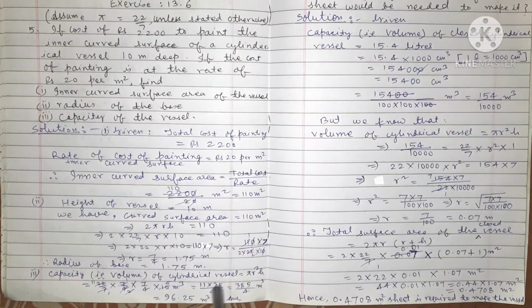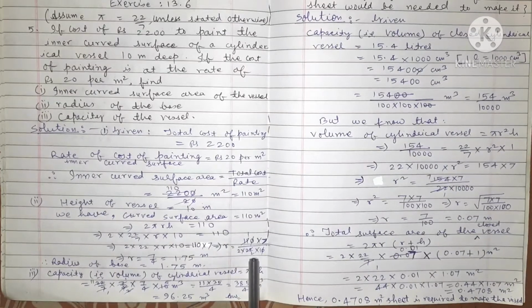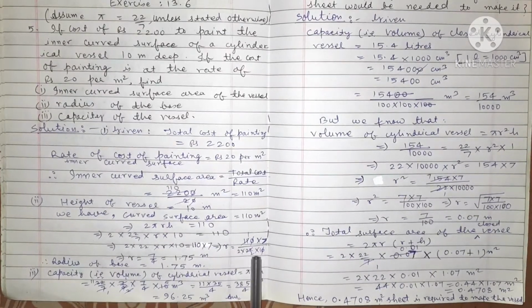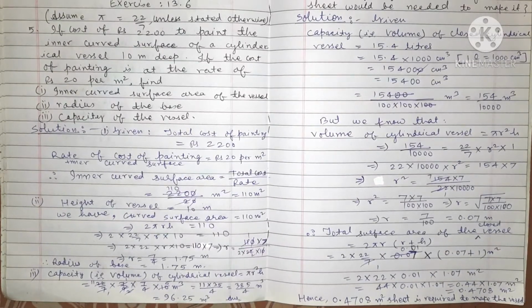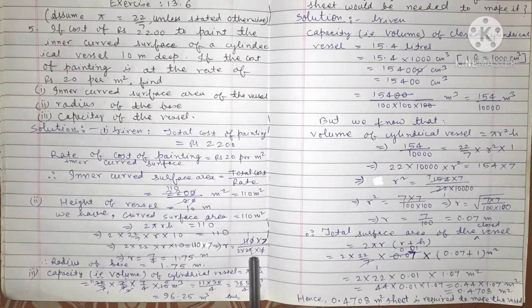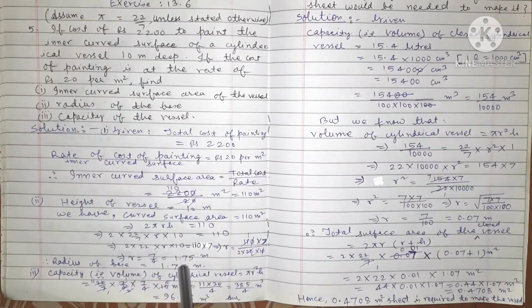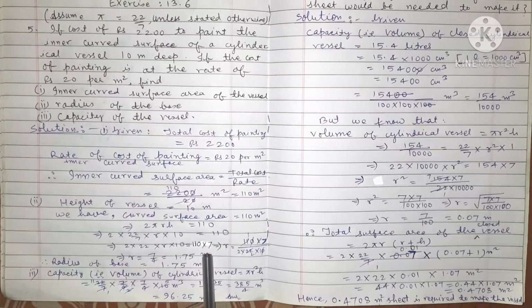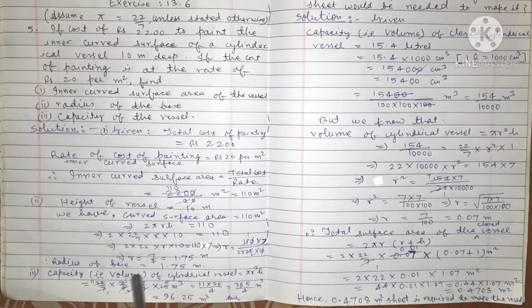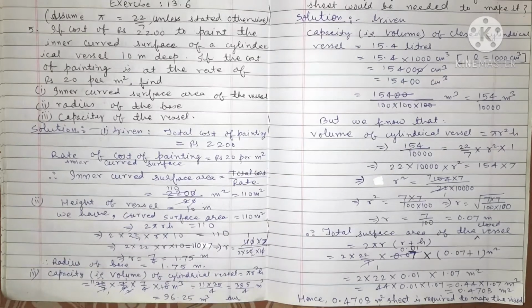Now 0 and 0 cancel. 11 1s are 11, 11 2s are 22. This equals 7 in the numerator and 2 into 2 in the denominator. This implies that r is equal to 7 by 4. After dividing, we get 1.75 meter. So radius of base equals 1.75 meter. This is the answer of the second part of question number 5.